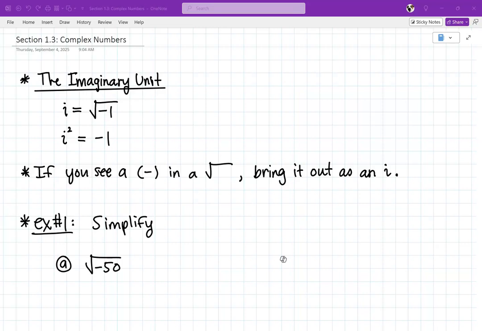All right, so section 1.3, remember we're doing quadratics, okay? And quadratics have a lot to do with parabolas and things like that, okay? Now, the thing about parabolas is sometimes they didn't have solutions, right? We talked about that yesterday. Sometimes you have two answers, sometimes you get one answer, sometimes you get no answers.